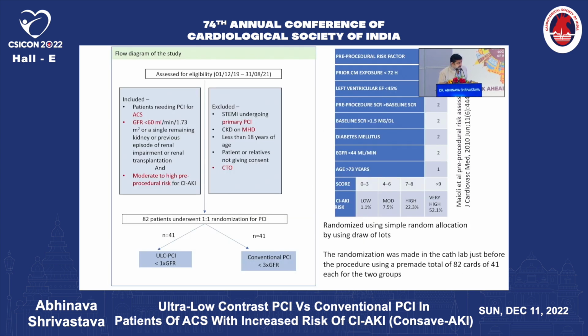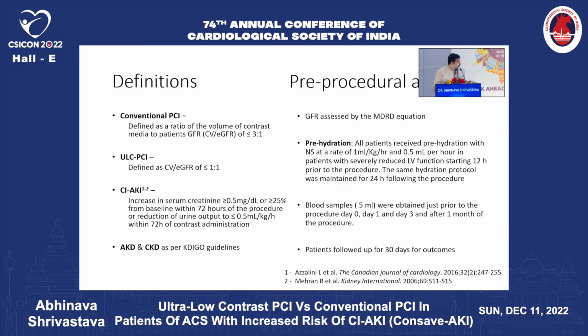The patients were assessed for eligibility, and the inclusion criteria were patients needing PCI for an ACS with a reduced GFR of less than 60 ml and moderate to high pre-procedural risk for contrast-induced AKI, which was calculated in all the patients by a pre-procedural risk score. These patients were then randomized using simple random allocation using draw of lots into 2 groups, and 41 patients were allotted to the ultra-low contrast PCI group and 41 to the conventional PCI group.